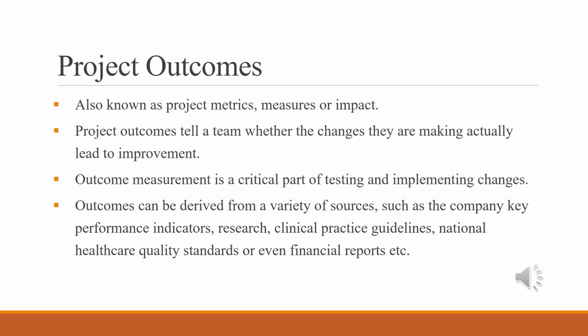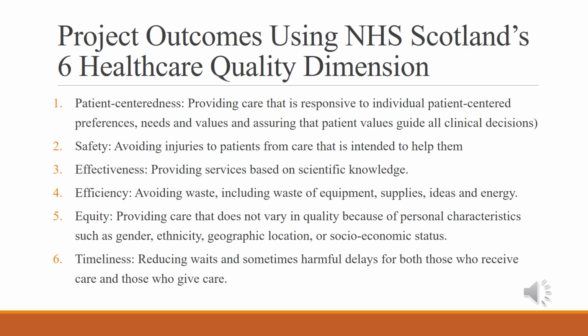So how can we derive or write out project outcomes? They can be derived from a variety of sources such as company KPIs, research, CPGs, as well as national healthcare standards, and even financial reports. One of the ways that we can develop project outcomes is to use the NHS Scotland 6 healthcare quality dimensions framework. So these project outcomes can be classified under patient-centeredness, safety, effectiveness, efficiency, equity, and timeliness.